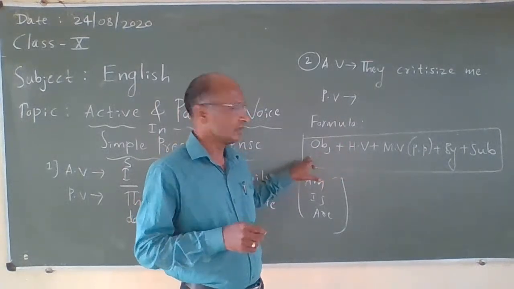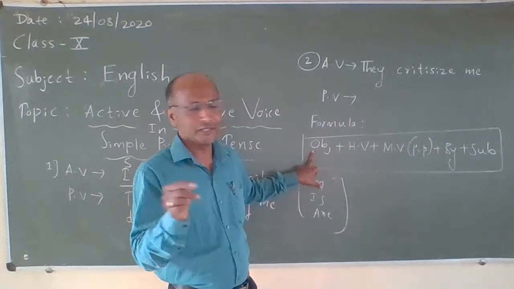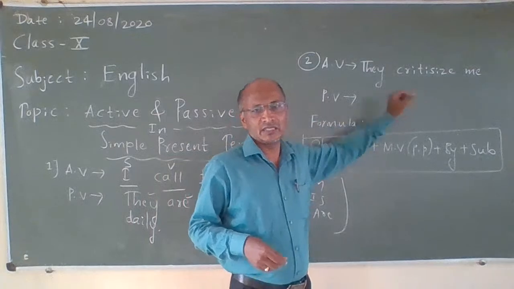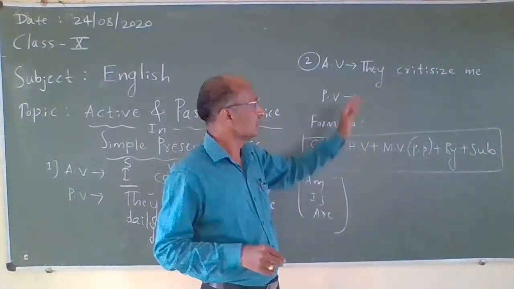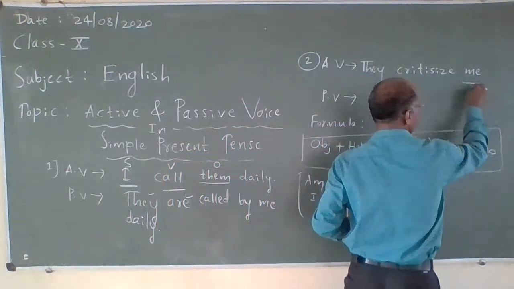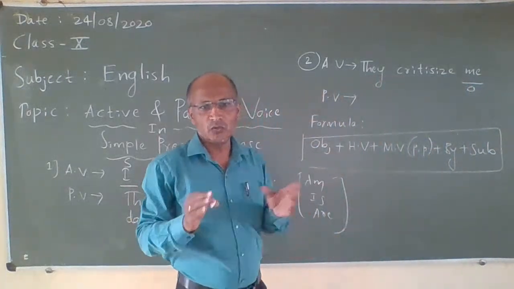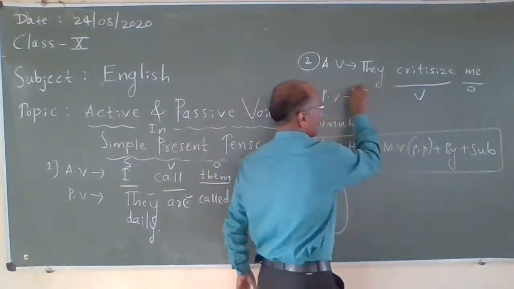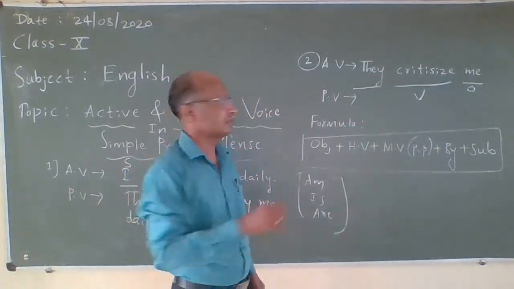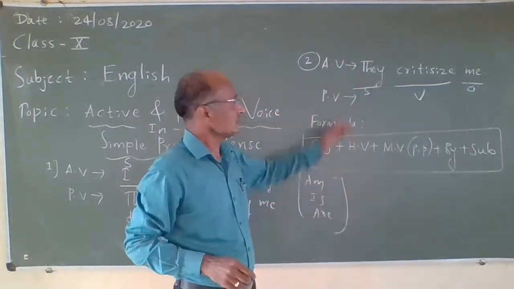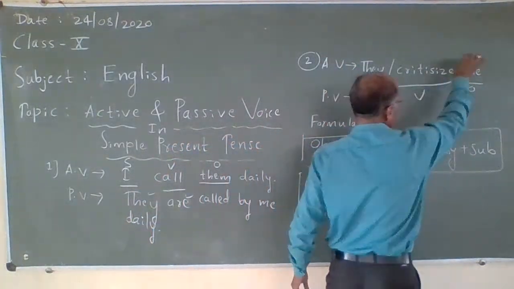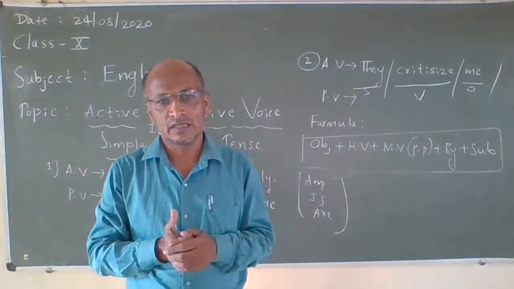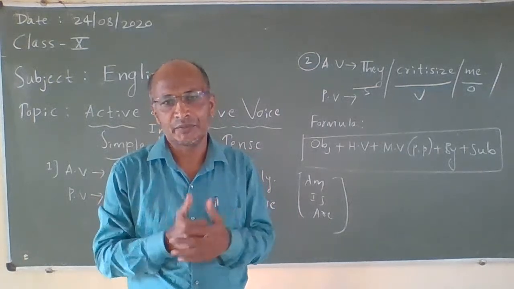According to this formula, to change from active to passive, we should take first object. Which is the object in this sentence? They criticize me. Here, the object is me. Which is the main verb in this sentence? Main verb is criticize. Which is the subject? They is the subject. They criticize me. This is the second question. How to change from active to passive?